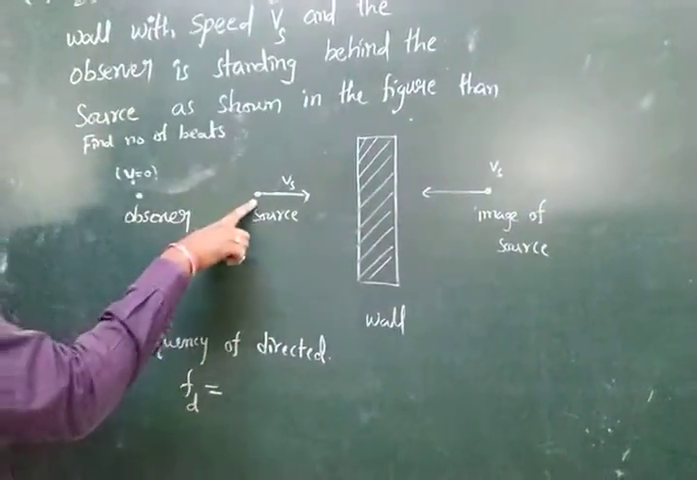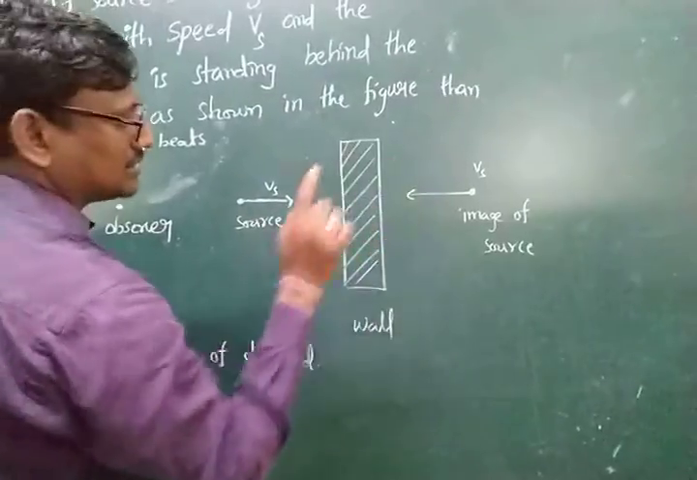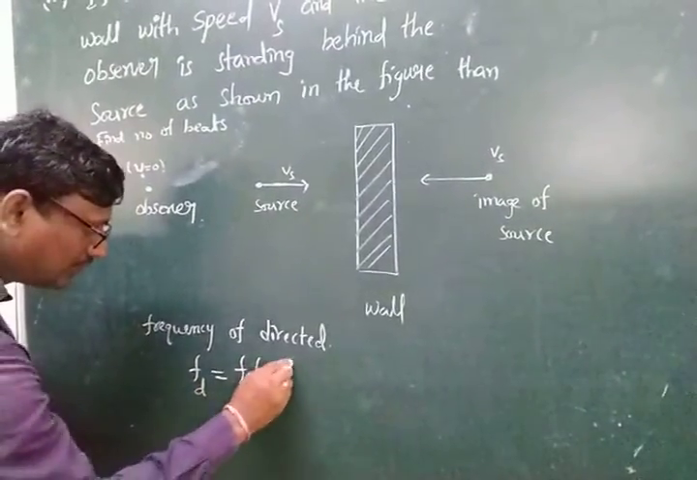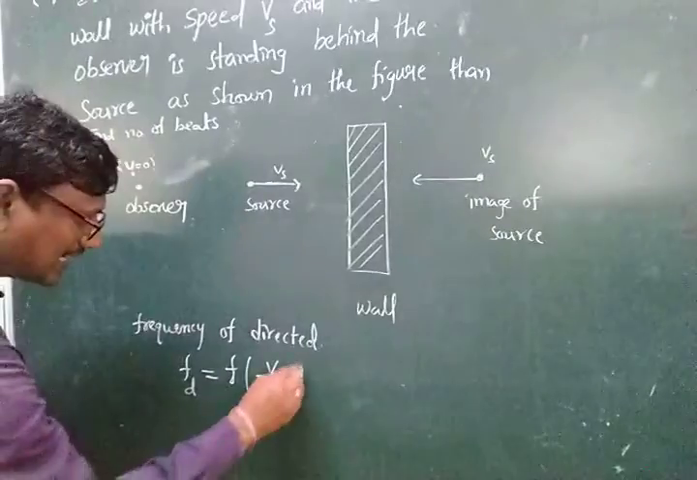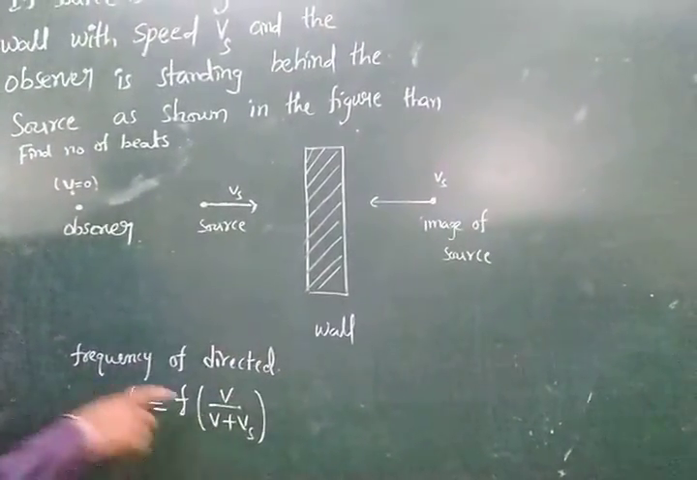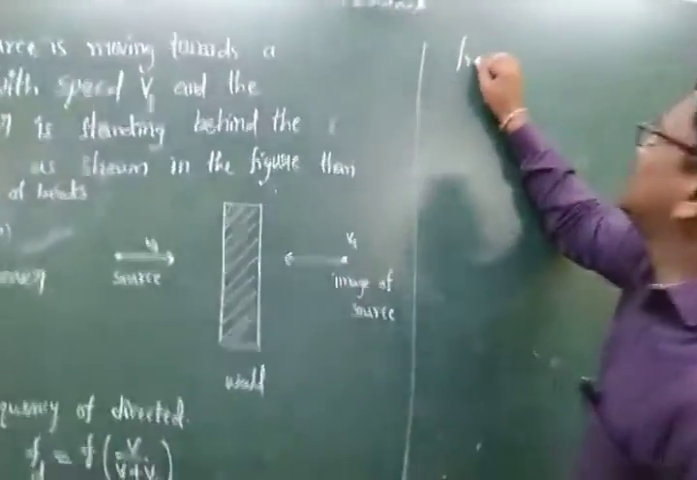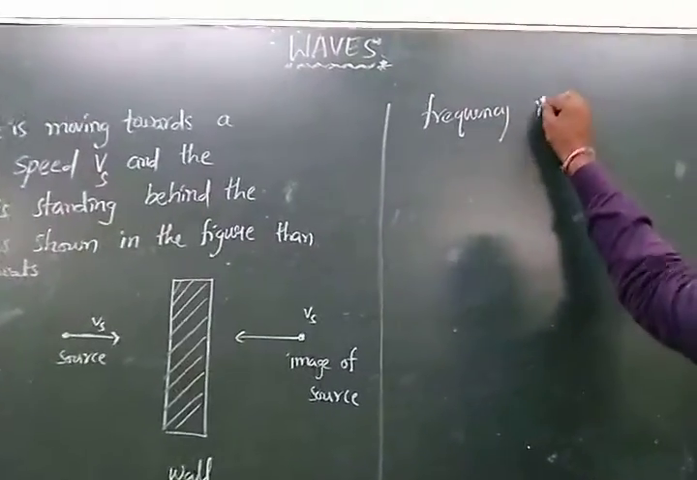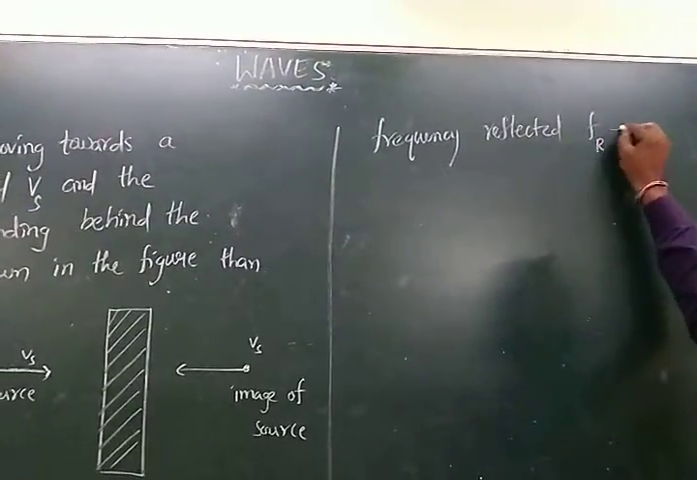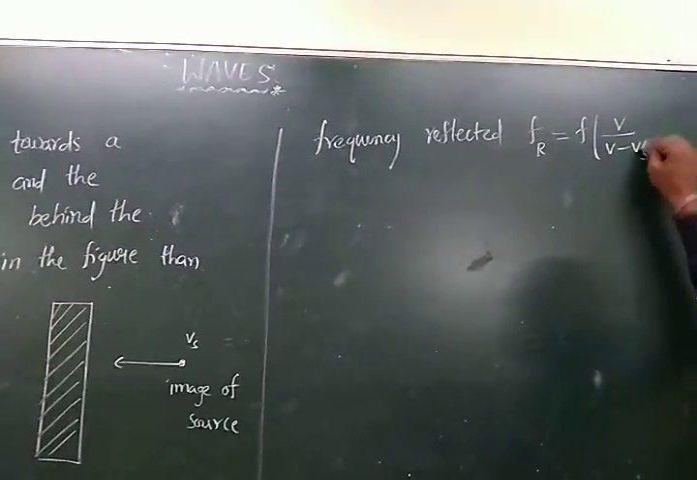Actually the source is there. When the sound reaches the wall and is reflected, this is the reflected sound, and this is the imaginary image. The direct frequency FD is equal to F into V by V plus Vs, because for the direct sound it is V plus Vs. Now the reflected frequency, denoted by FR, is equal to F into V by V minus Vs.